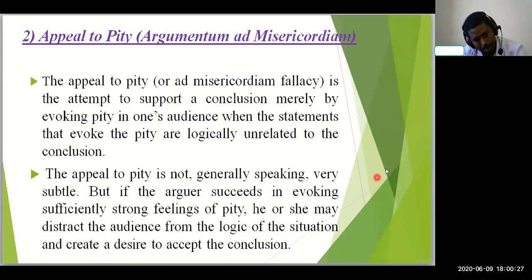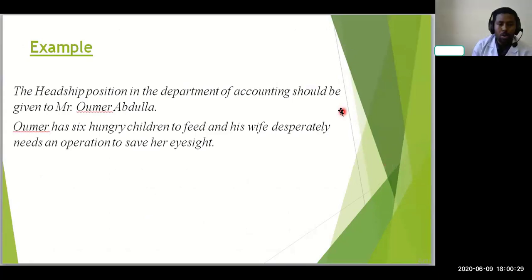Here, what the arguer does is a kind of begging, you know, begging. It is letting the person understand the problem of others on their behalf. It's begging, a kind of begging. It's a pity.